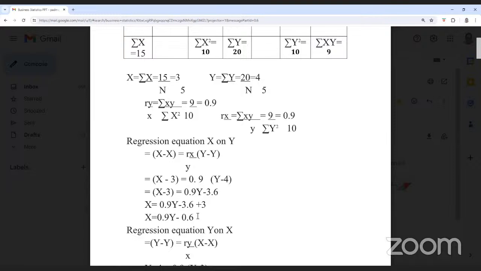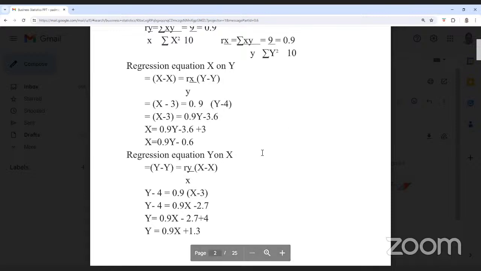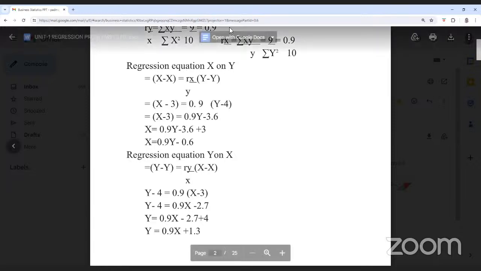आया समझ में? Yes, ma'am. Now you have to find out the regression equation y on x. Y minus y mean is equal to r y divided by x, times x minus x mean. यहाँ पर अपने को y mean है ना? Y minus y mean, it is 4. r y divided by x, it is 0.9.